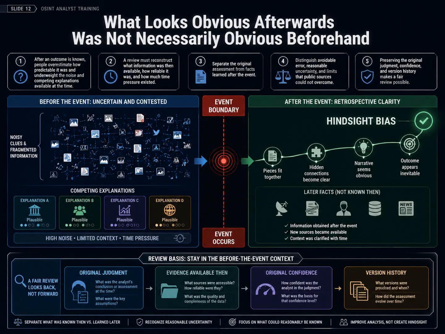A fair review separates the timeline. On the left, keep only the evidence available then, with its original quality, deadline, and confidence. On the right, add facts learned later. We can then distinguish avoidable process errors from reasonable uncertainty and from questions that public information could not have resolved at that moment. This is why old assessments should not be overwritten.